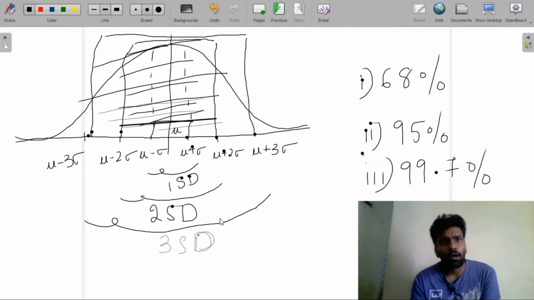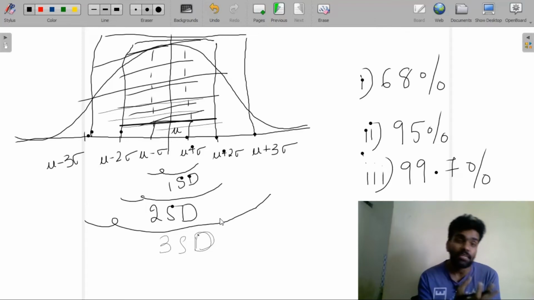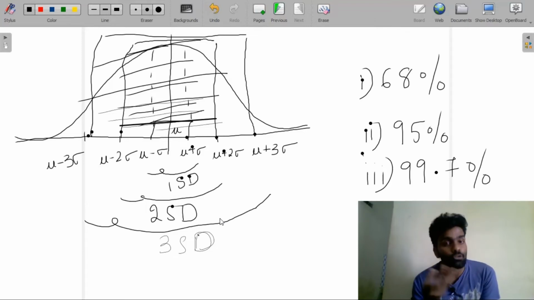When you have data and you plot that data, if it is in the form of a bell curve, then the data is normal. Then we call it a normal distribution. And if the data is normal, we have these three rules. We call this the empirical formula, and these rules will apply only if your data is normal.